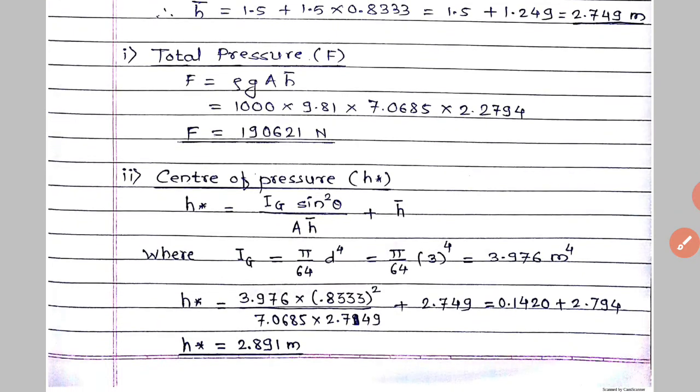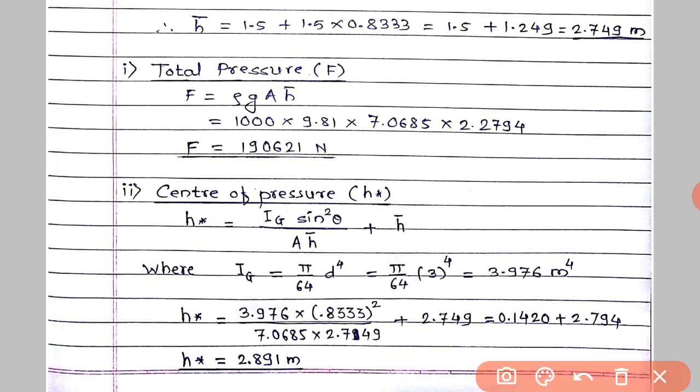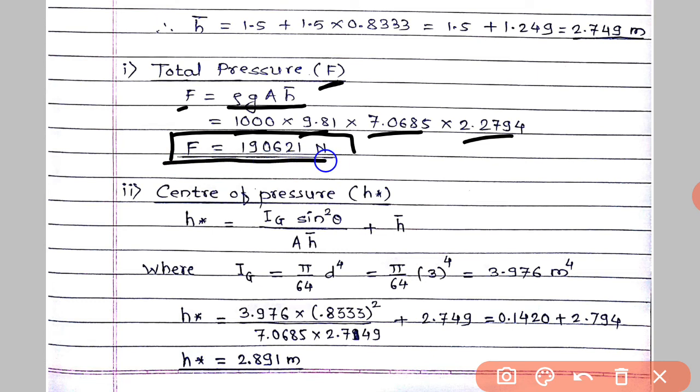Now we have to calculate total pressure force. Total pressure force, capital F, is given as F is equal to rho g A h bar. Write the value of rho g, area and h bar. We will get total pressure force equal to 190621 Newton. And now we have to calculate center of pressure.